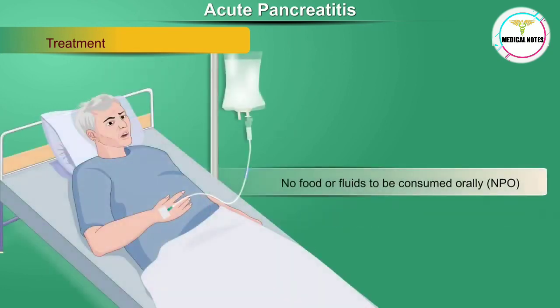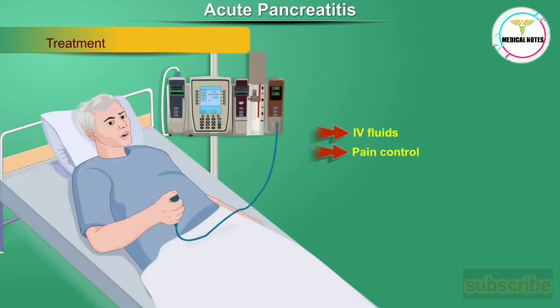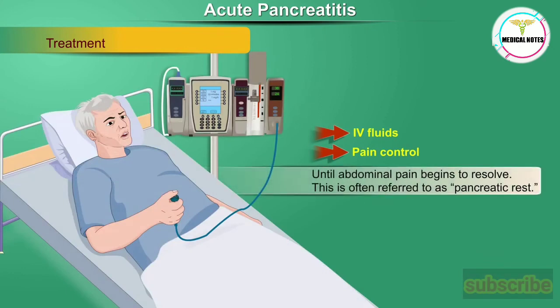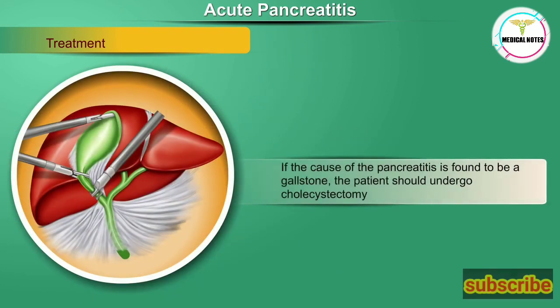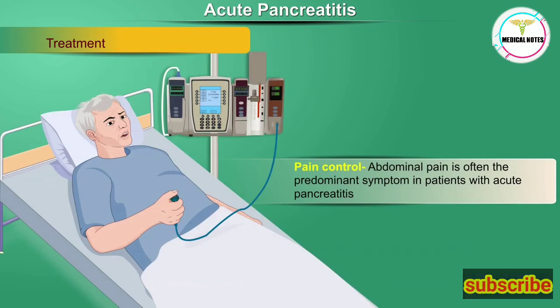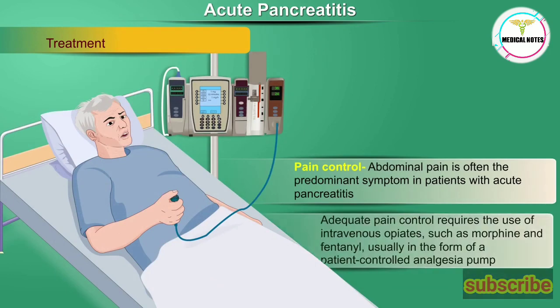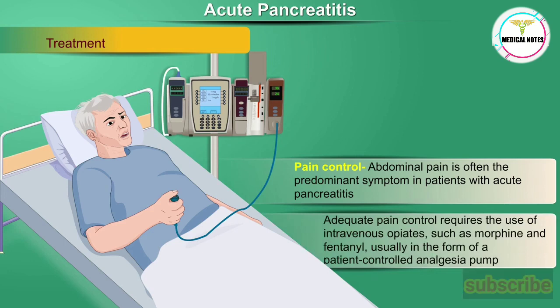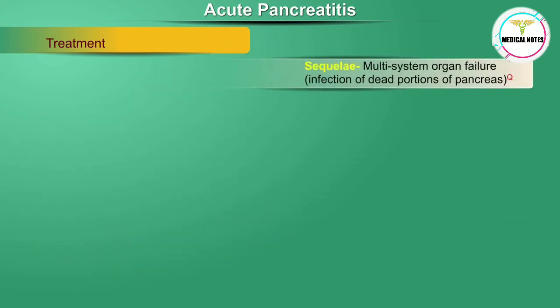No food or fluids to be consumed orally, which is NPO, IV fluids, and pain control until abdominal pain begins to resolve. This is often referred to as pancreatic rest. If the cause of pancreatitis is found to be a gallstone, the patient should undergo cholecystectomy. Abdominal pain is often the predominant symptom in patients with acute pancreatitis. Adequate pain control requires the use of intravenous opiates such as morphine or fentanyl, usually in the form of a patient-controlled analgesia pump. Now, what are the sequelae that can be expected?